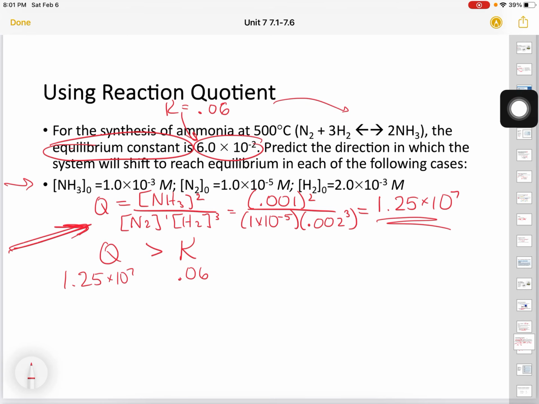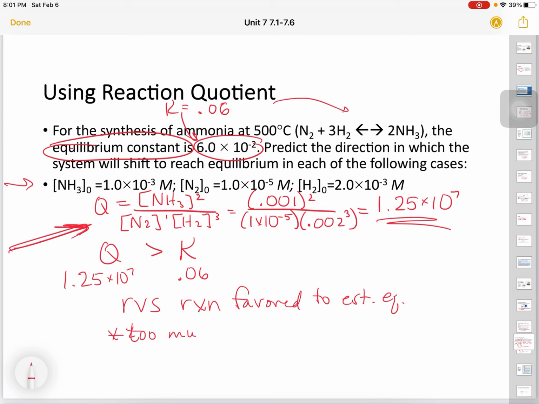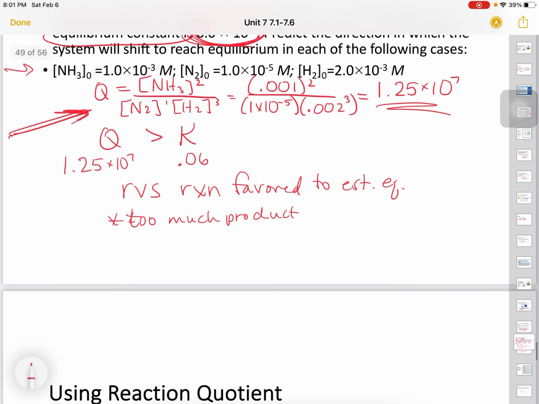Okay, so predict the direction. So reverse reaction is favored to establish equilibrium. So there's too much product and not enough reactant for this to be considered to be at equilibrium based on this experimentally derived equilibrium constant.